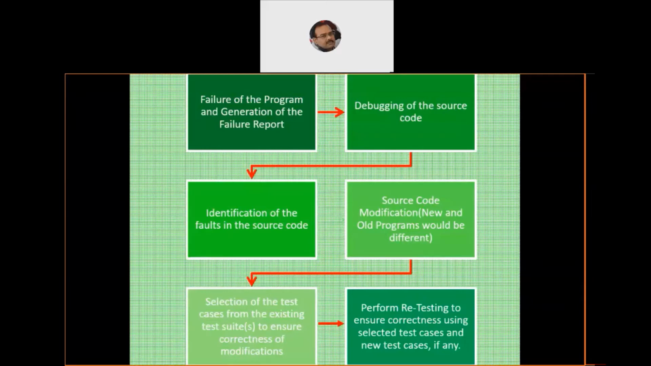So we need to perform the retesting again to ensure the correctness using selected test cases, and maybe new test cases need to be designed to test the modified source code, or maybe existing test cases can be used to check the source code. Now that depends upon the scope of an application, the purpose of an application, and the nature of the application. So maybe the old test cases can serve the job, or maybe the testing team has to design new test cases for the modified portion of the source code.